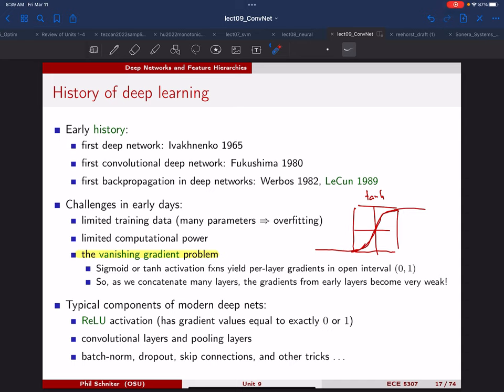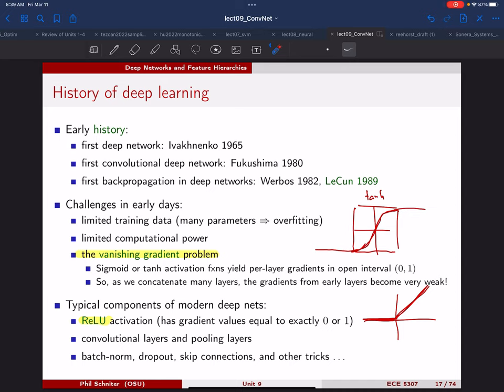But then someone had a nice idea: why don't we use ReLU? Because what ReLU does is it has a gradient of 1 all through this positive region. So the gradient never decreases, right? Yes, there's 0 gradient here.